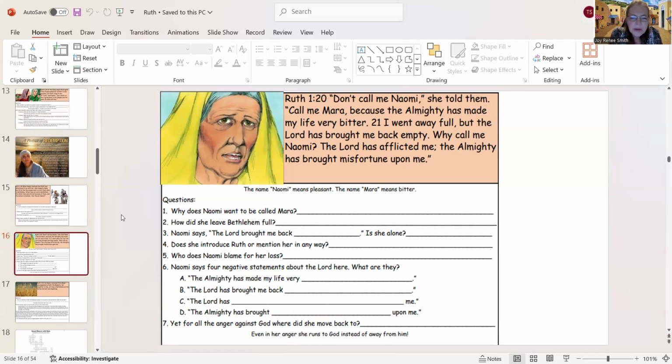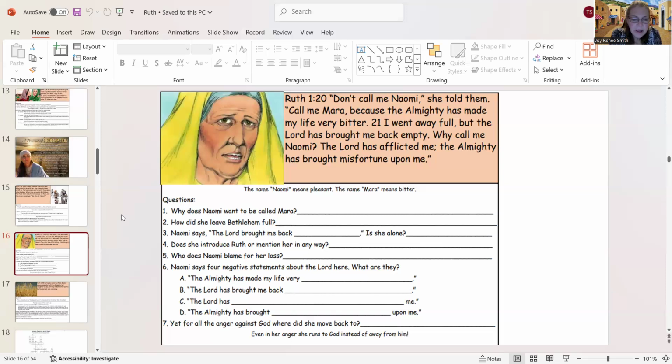Why does Naomi want to be called Mara? Because her life has become very bitter. How did she leave Bethlehem full? She had a husband and two sons. Naomi says, the Lord brought me back empty. Is she alone? No, she's not. Ruth is with her. Does she introduce Ruth or mention her in any way? No, she does not.